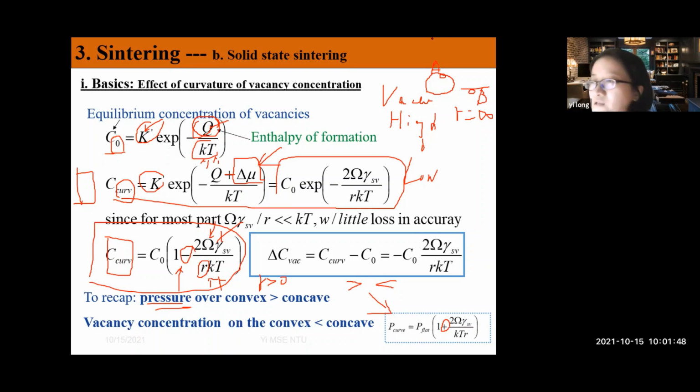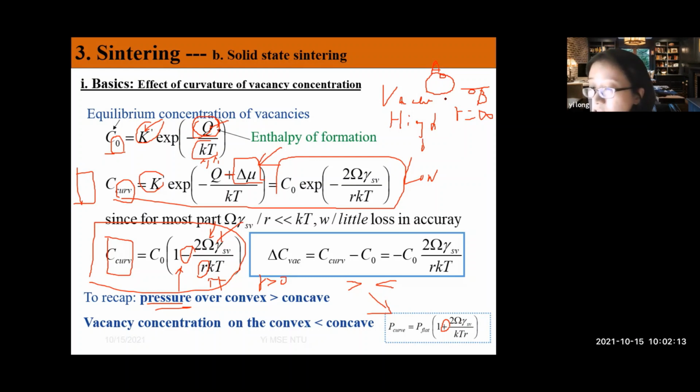We said before, you wrote it down already, vacancy is going to move from the higher vacancy concentration to the lower vacancy concentration, right? Lida said flat to convex. Is it true? Correct, because we said before the vacancy moves from the higher vacancy concentration to the lower vacancy concentration.